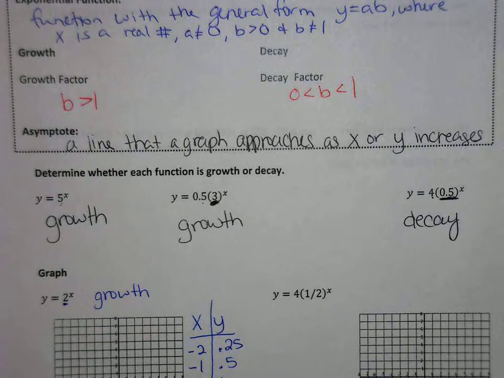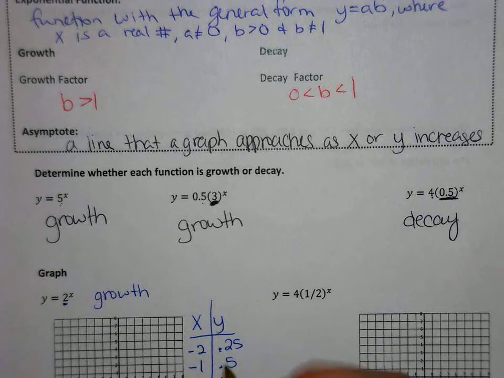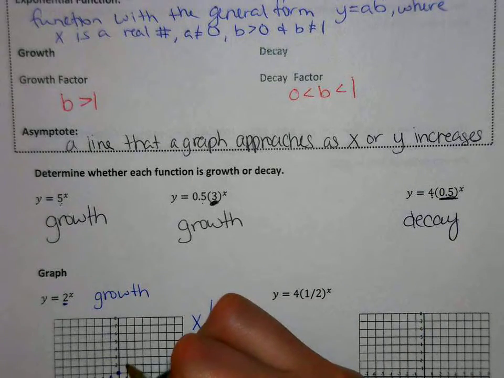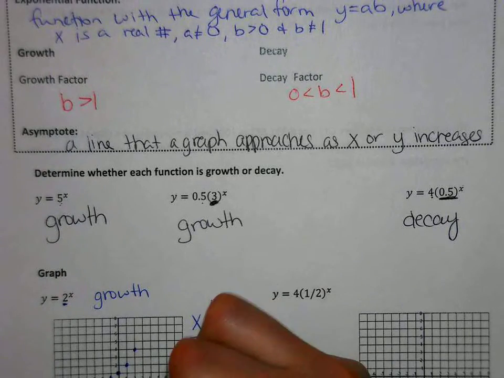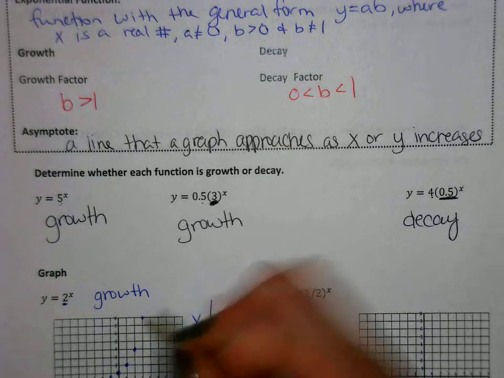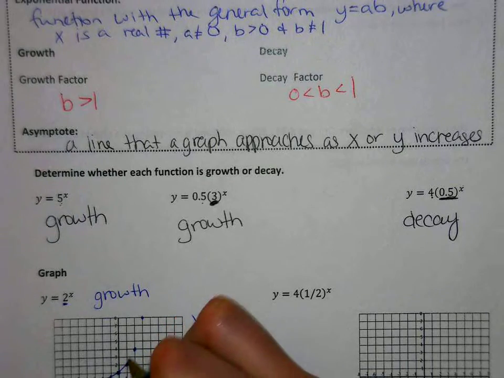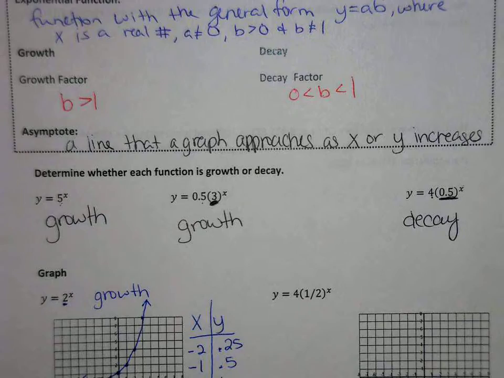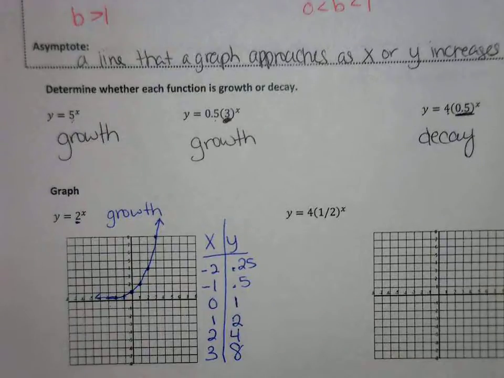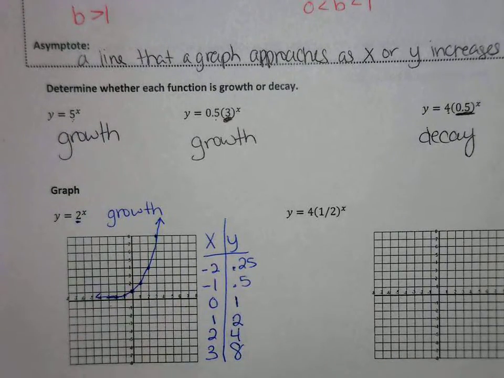So let's graph this. We have -2, 0.25, -1, a half, 0, 1, 1, 2, 2, 4, and 3, 8. So we can see that it is a growth factor because it's increasing, but it will never cross y equals 0.